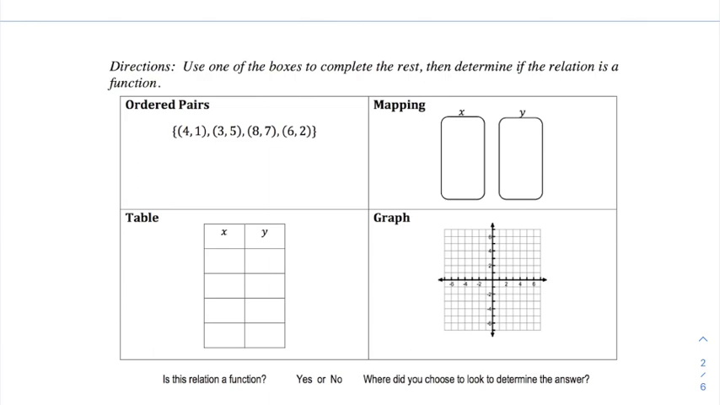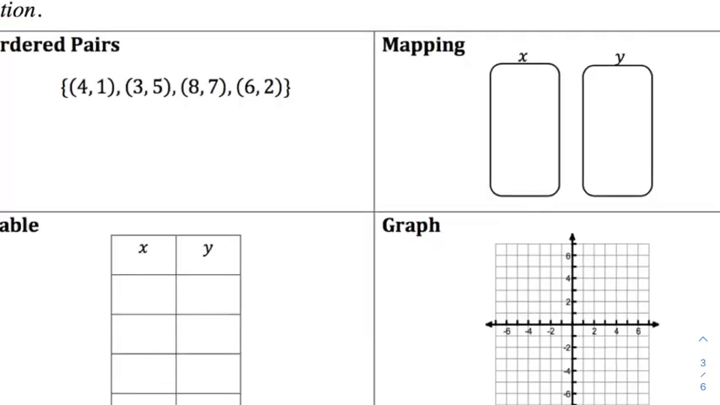So in this case, I have the ordered pairs. I'm going to take each of the inputs, which are the x values in each ordered pair, and I'm going to list them out in my mapping. Now I would prefer to have that in numeric order, so I'm going to do that. All right, now I'm going to take the 4 y values, 1, 5, 7, and 2. Again, I'm going to put these in numeric order.